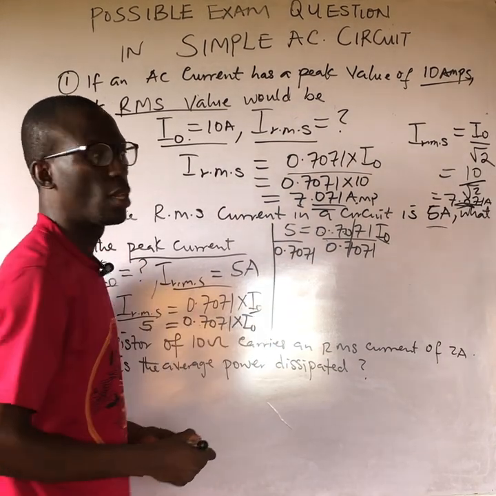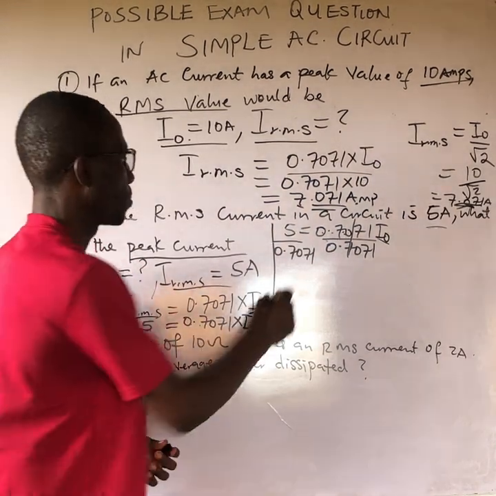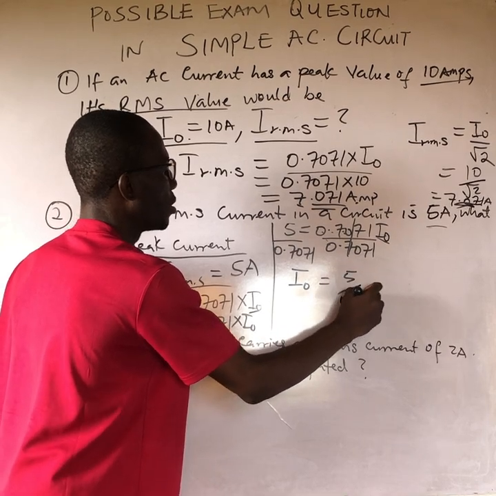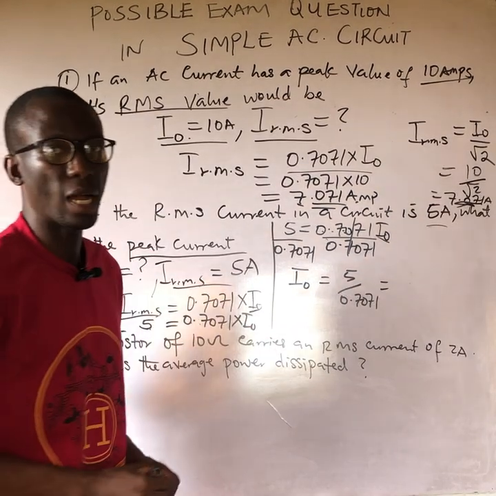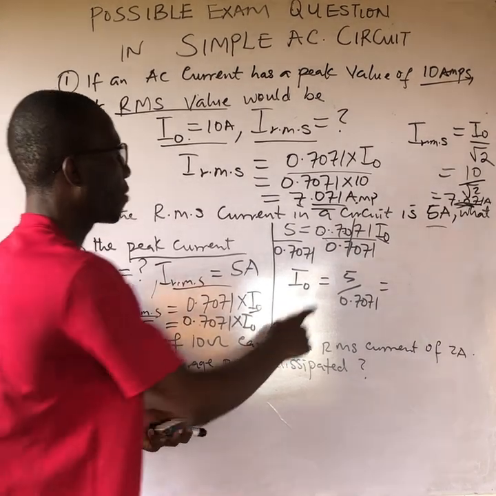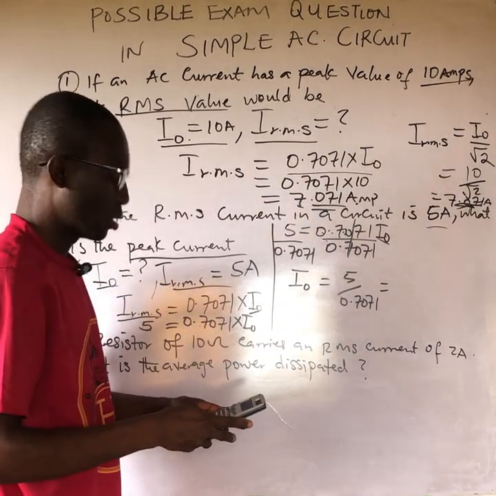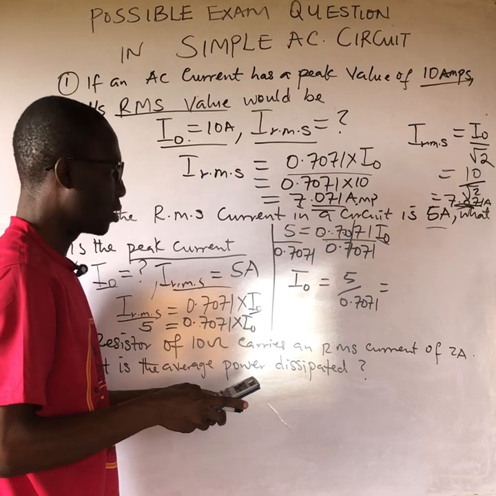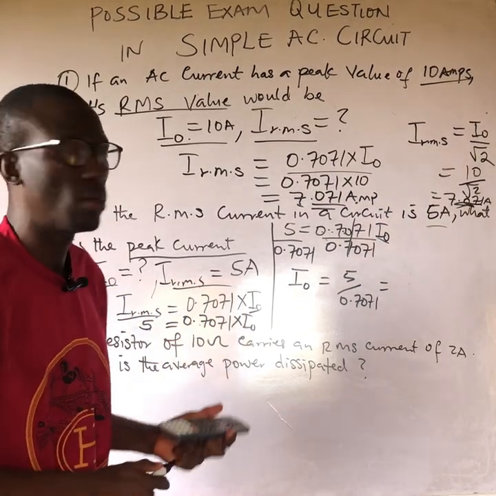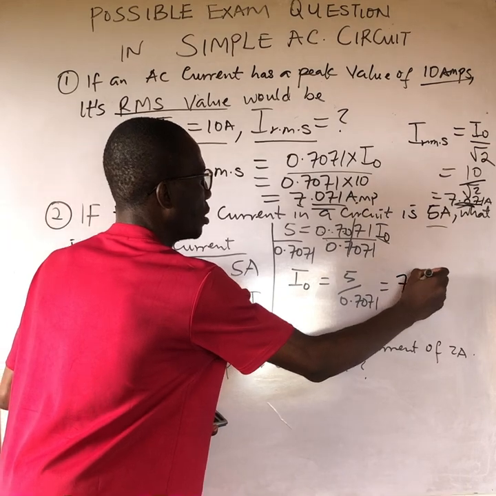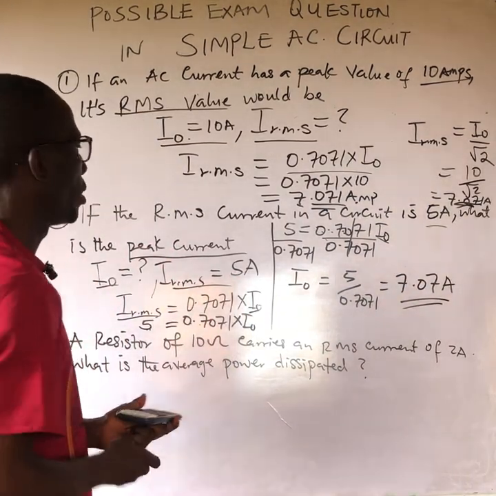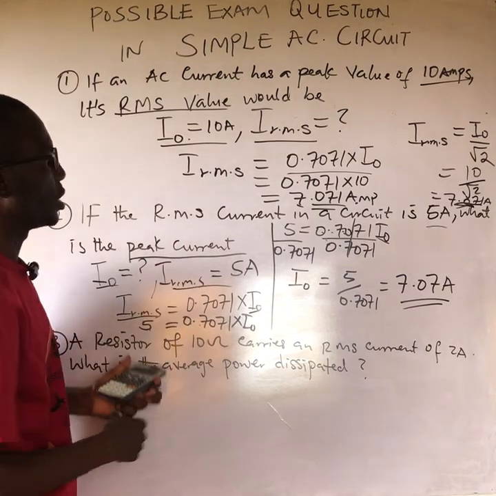Then I have this. Now I have to get my calculator and resolve this. So I have 5 over 0.7071 equal to, now let's use a calculator to resolve this. All right, so we have a calculator here. So we have 5 divided by 0.7071. Okay, we have 7.07 amp. That's the answer. Now let's look at what we just did.